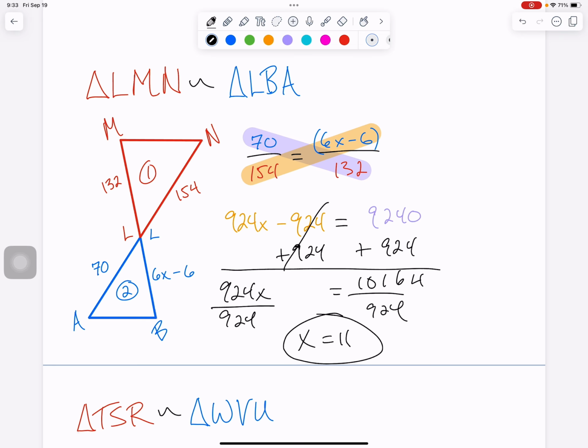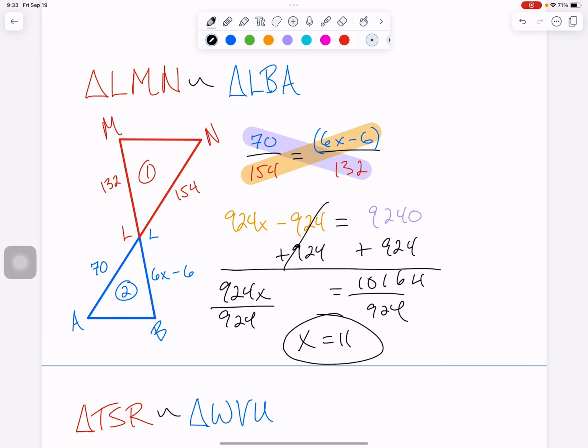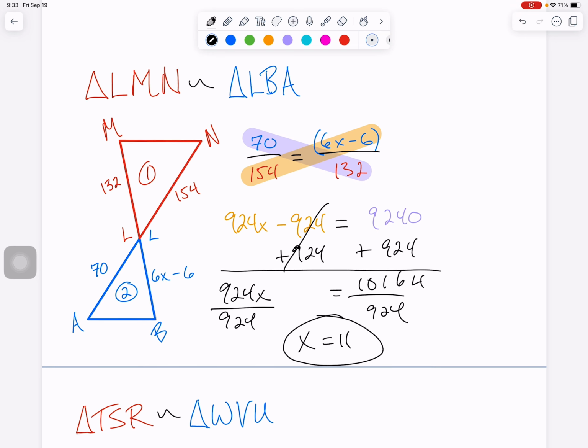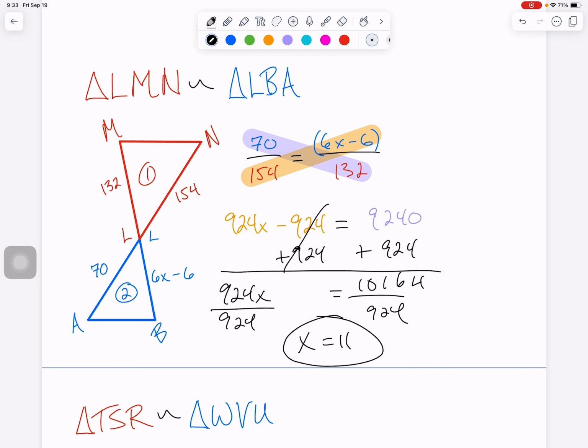Now, there is a shortcut in which you can do this as well. All right. I think we'll talk about that a little later. I don't want to confuse you too much, but you know what? Let's try it.